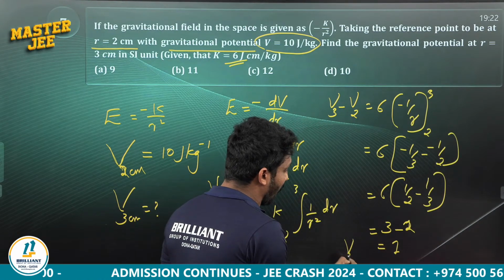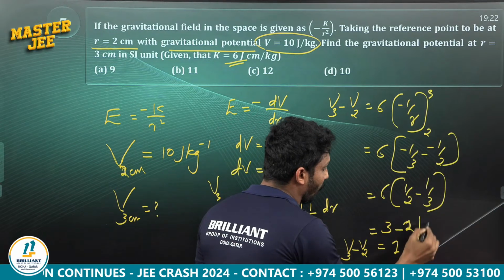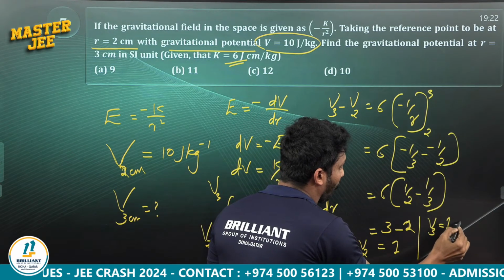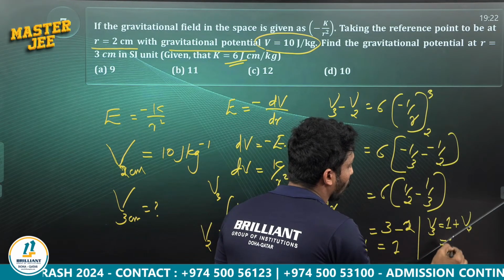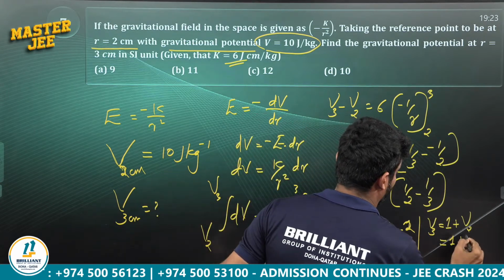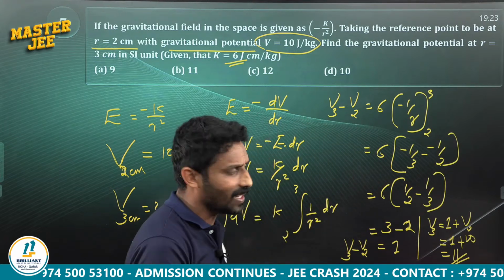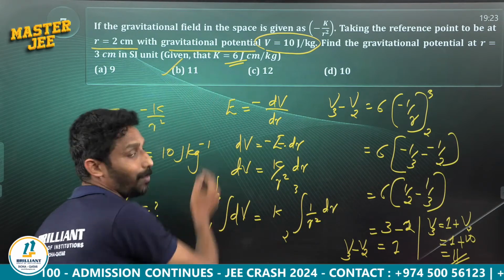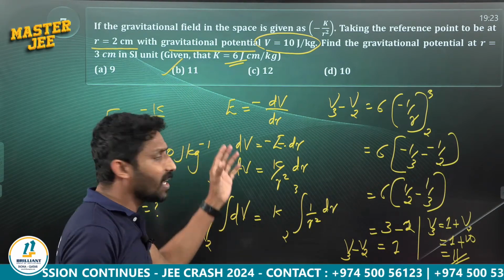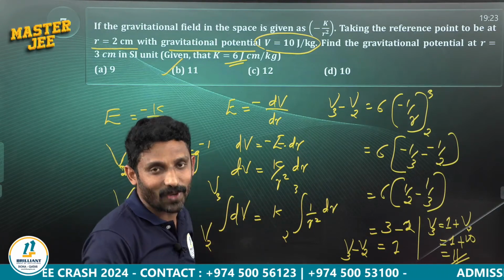So V3 minus V2 is equal to 1. Clear? Then V3 is equal to 1 plus V2. What is the V2 value given? V2 is given as 10. So the answer is 11. That is option B. Clear? Very simple idea: the relation between field intensity and potential difference.